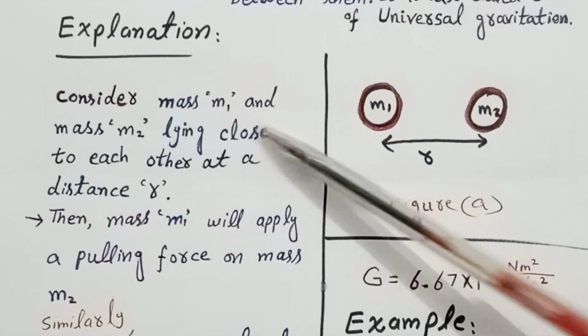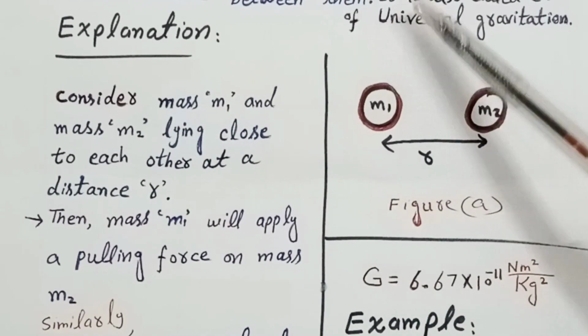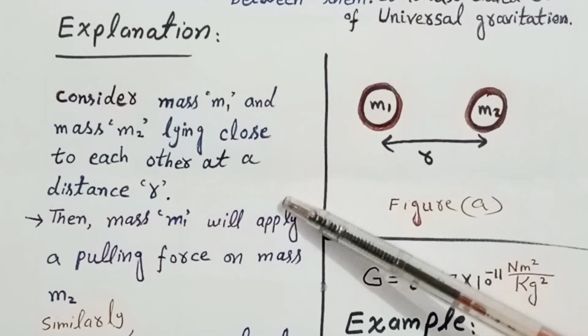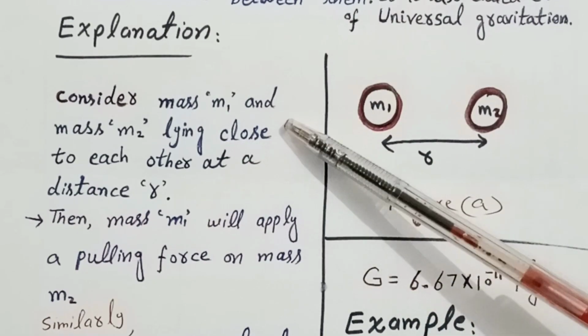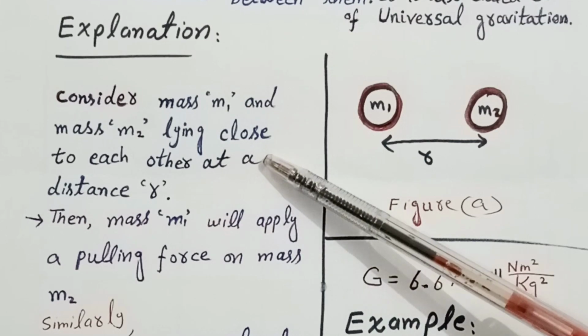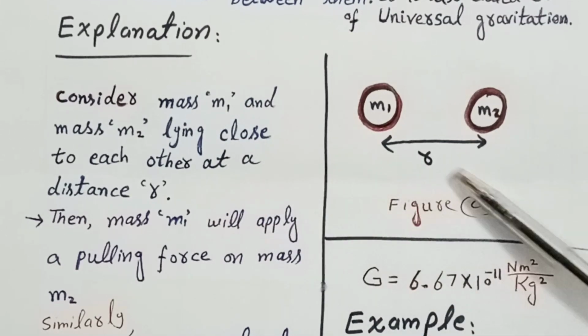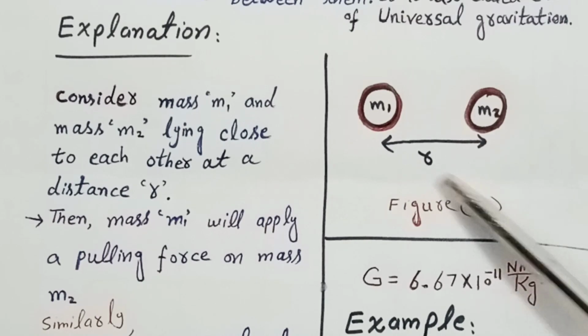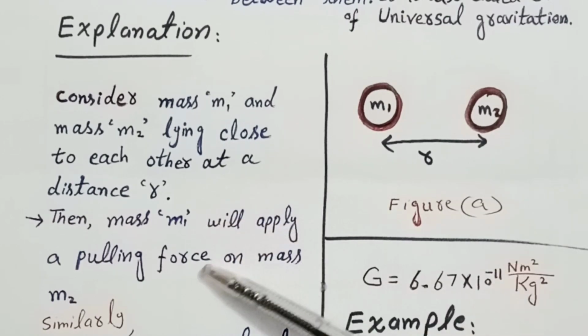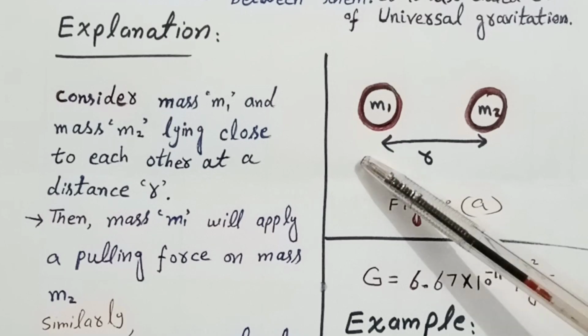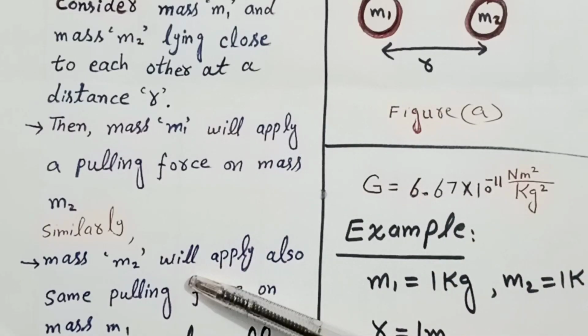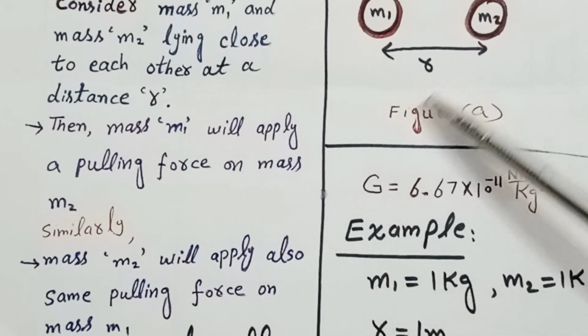In explanation, we are telling all about this law. For example, consider mass m1 and mass m2 lying close to each other at a distance r, as shown in figure A. Then mass m1 will apply a pulling force on mass m2. Similarly, mass m2 will also apply the same pulling force on mass m1.